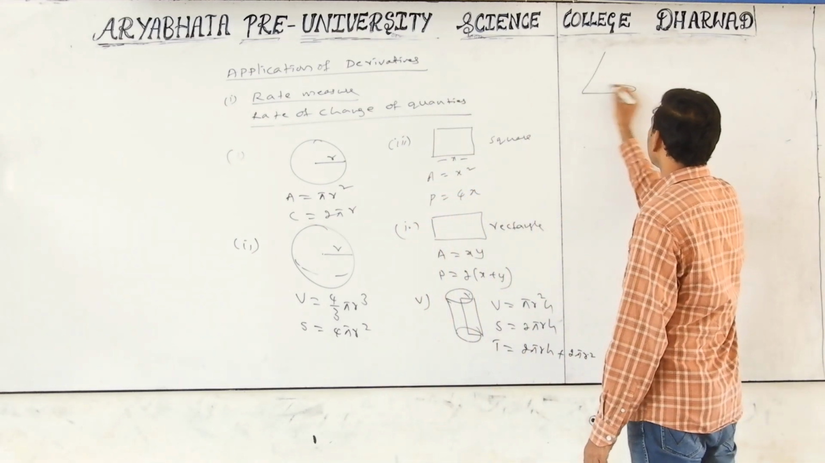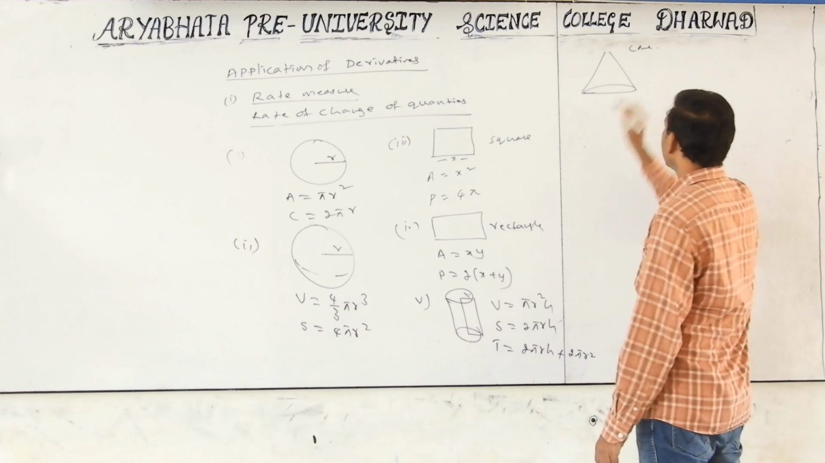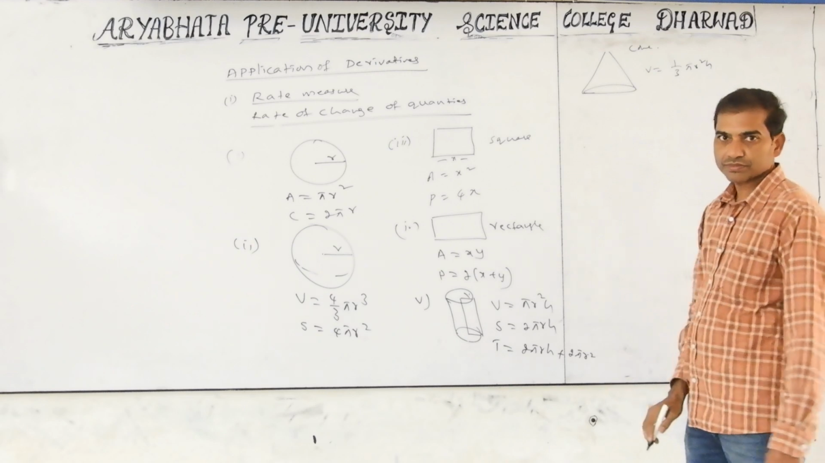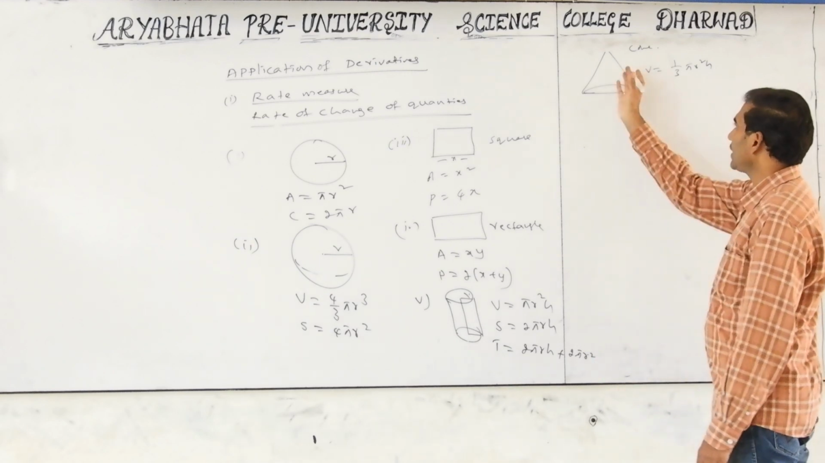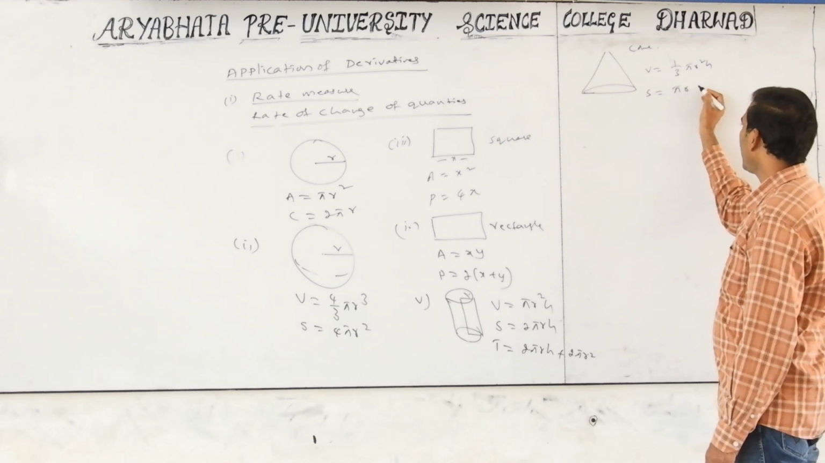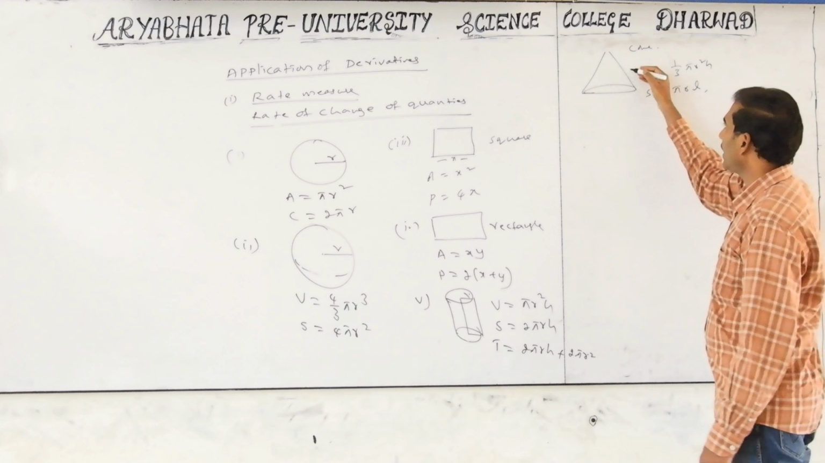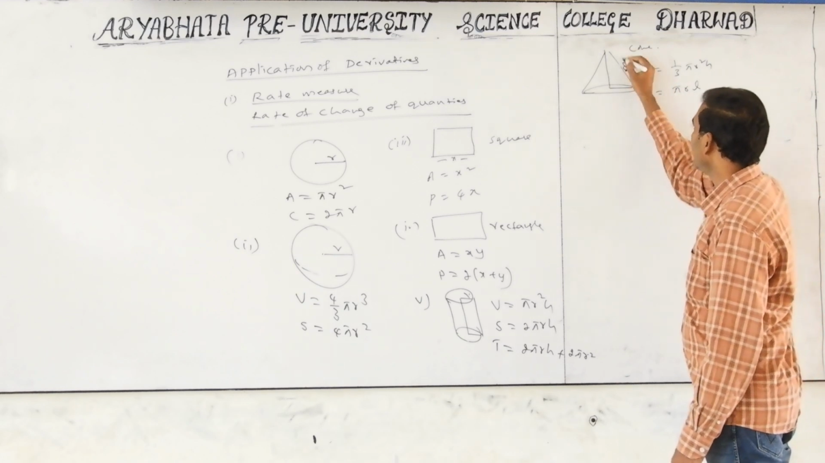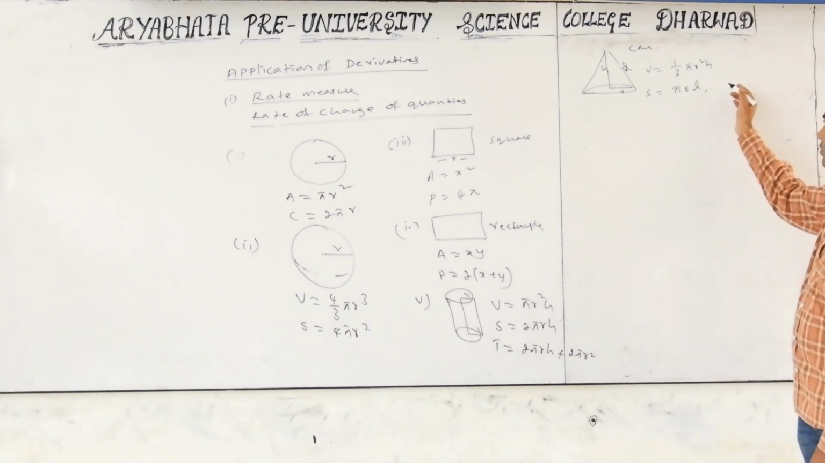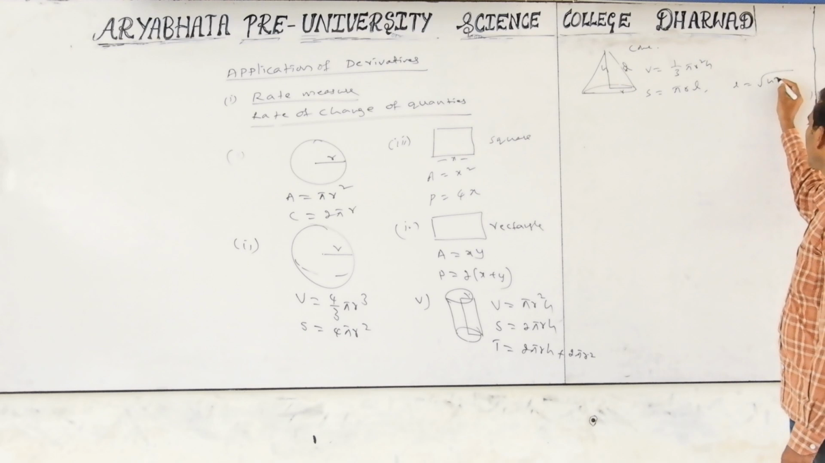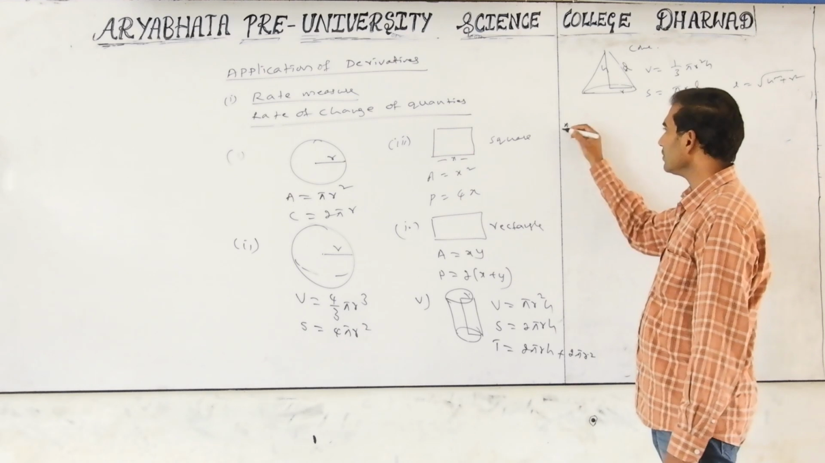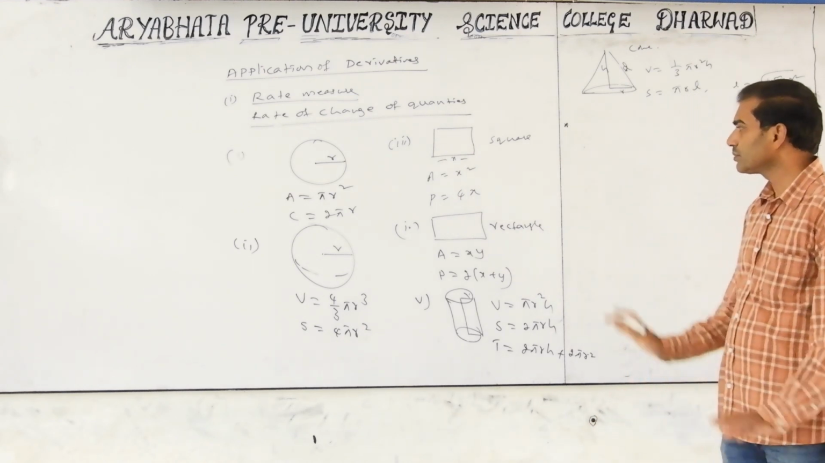Cone. This is cone. Volume of cone is 1 by 3 pi r square h. And the curved surface area of cone is pi r l, where l is the slant height. This is l, this is h, this is r, where l is slant height. l is equal to under root of h square plus r square. Next one, this much.